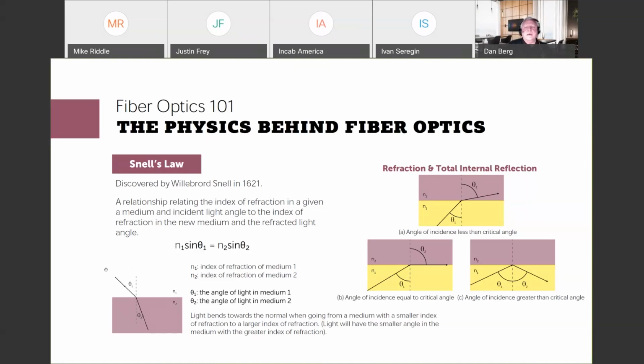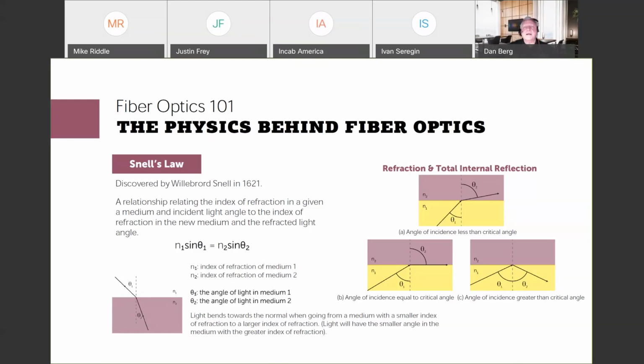This light coming in is the incident ray, and theta 1 is the angle of incidence. It is refracted in the material, in this case the core, and it is bent, and that would be the refracted ray, and theta 2 would be the angle of the refracted ray. Hope I explained that all right.